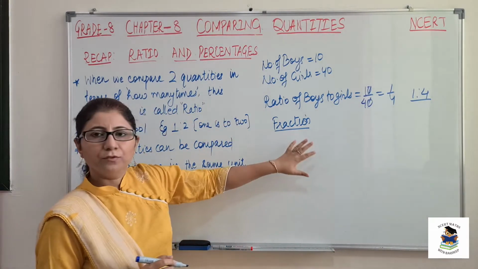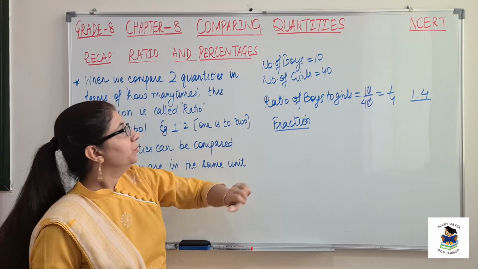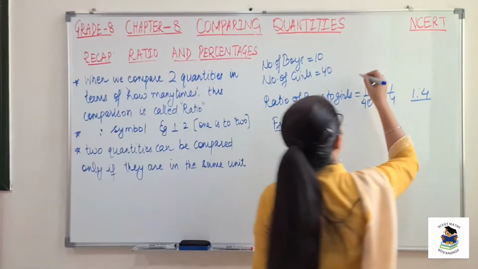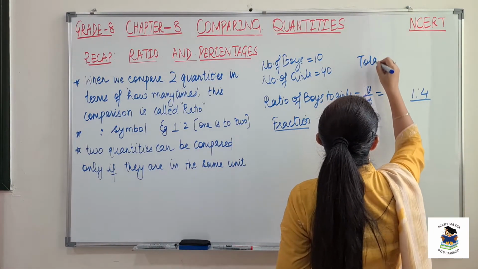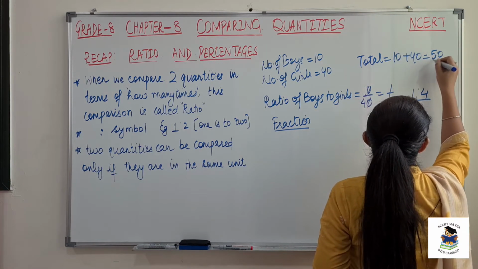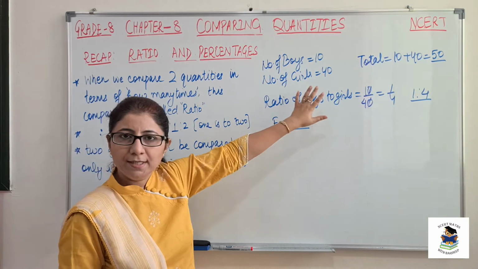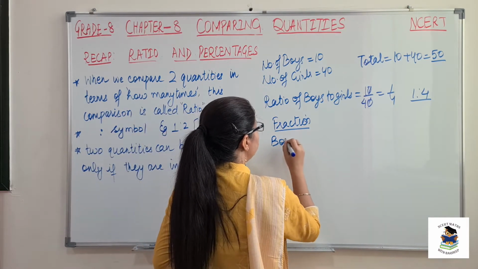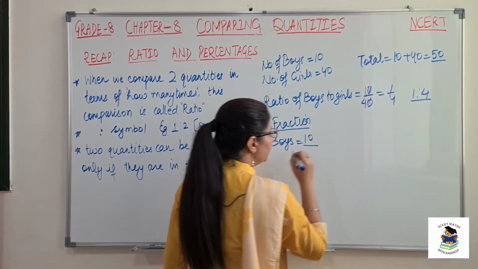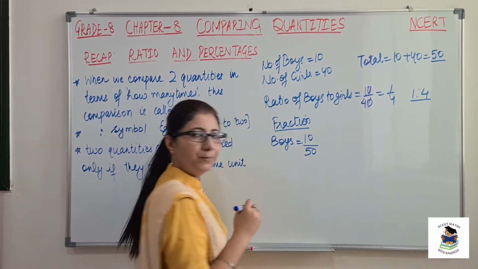So in case of fraction, if I want to know what is the fraction of boys in a class, we will add the total number of students and find how many students are there in the class. So total students will be 10 plus 40 equals 50. Okay. So if I want to find the fraction of boys in the class, boys will be the number of boys, that is 10, with respect to the total strength of the class. So total is 50. Okay.